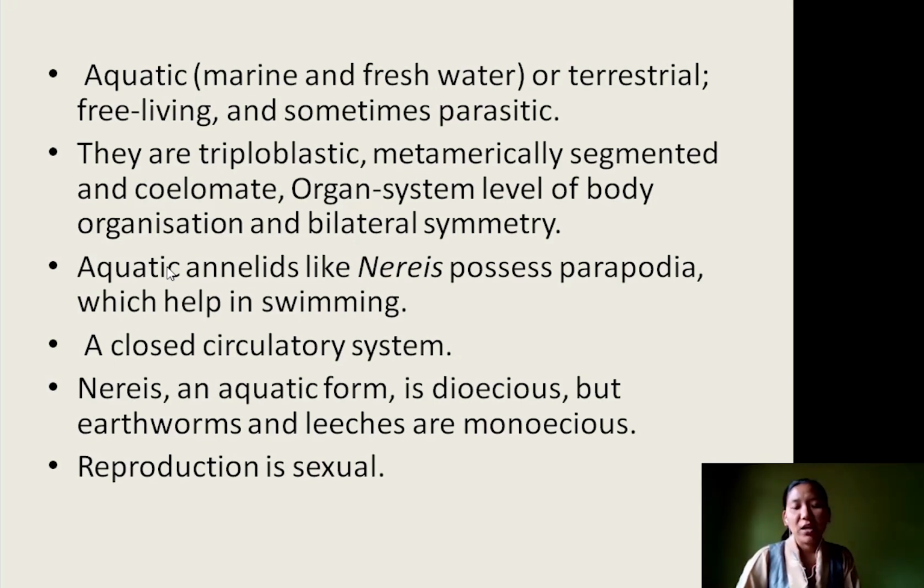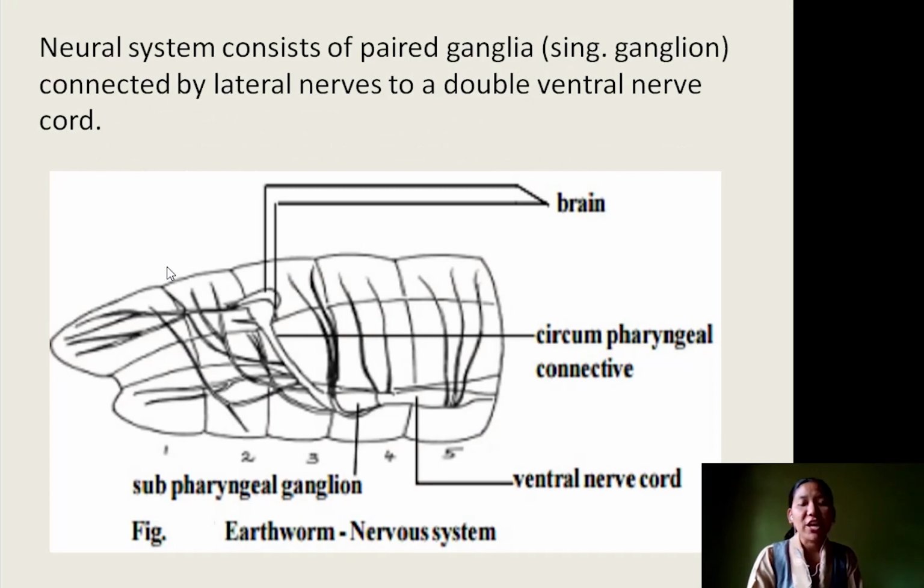Nereis are dioecious, that is, male and female are separate. But in the case of earthworm and leeches, they are monoecious, that is, they are hermaphrodite. Both sexes are present in the same single individual. And the type of reproduction is sexual, by producing male gametes and female gametes and then fusing them.